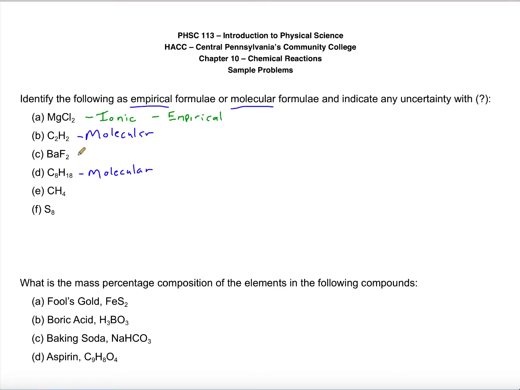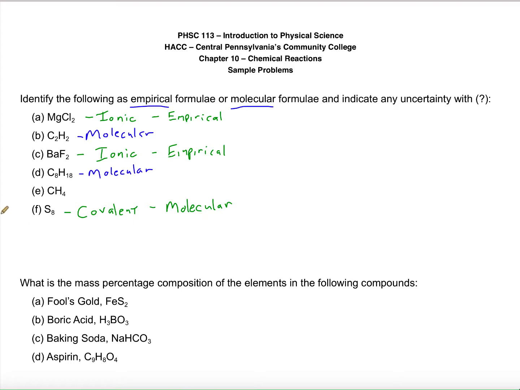Same thing with barium and fluorine. Those are on opposite ends of the periodic table. You can check the electronegativities, but that is going to be ionic and therefore empirical. Now the last ones we have, what kind of bond are we going to have here? This is going to be a covalent bond. So it's a covalent bond, which will give us a molecular formula.